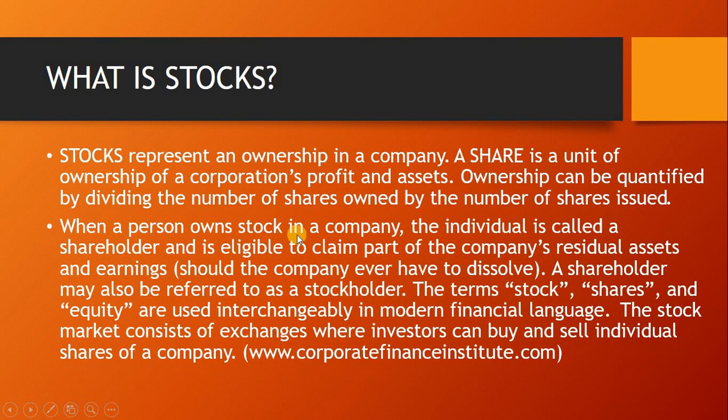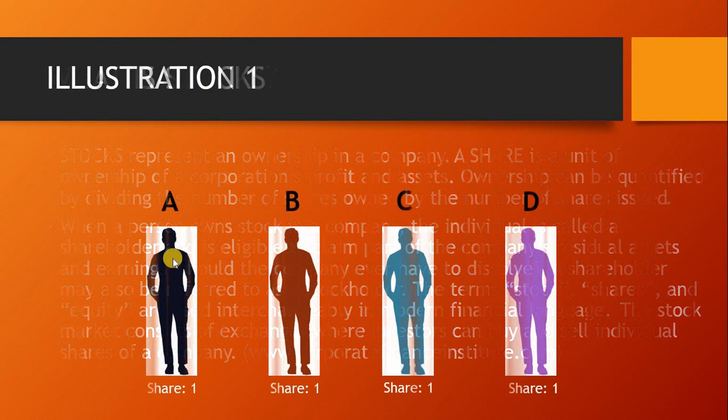When a person owns stock in a company, the individual is called a shareholder and is eligible to claim part of the company's residual assets and earnings should the company ever have to dissolve. A shareholder may also be referred to as a stockholder. The terms stock, shares, and equity are used interchangeably in modern financial language. The stock market consists of exchanges where investors can buy and sell individual shares of a company.